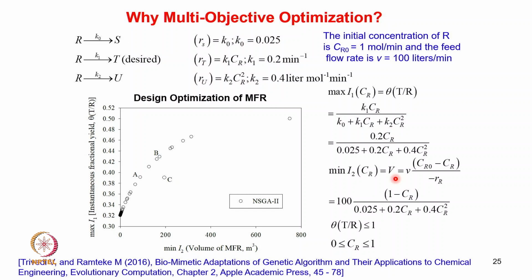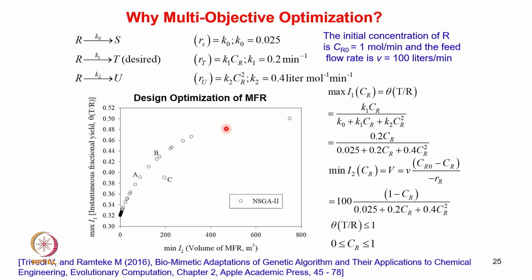When we solve this particular problem, a typical Pareto optimal front we obtain is given by this. You can see that as the volume of the mixed flow reactor is increasing, my instantaneous fractional yield of the desired product is also increasing. In order to get a higher fractional yield, I need to use a higher volume of the mixed flow reactor, isn't it? All the points on this particular curve are equally good, and these are referred to as non-dominated solutions or Pareto optimal solutions.